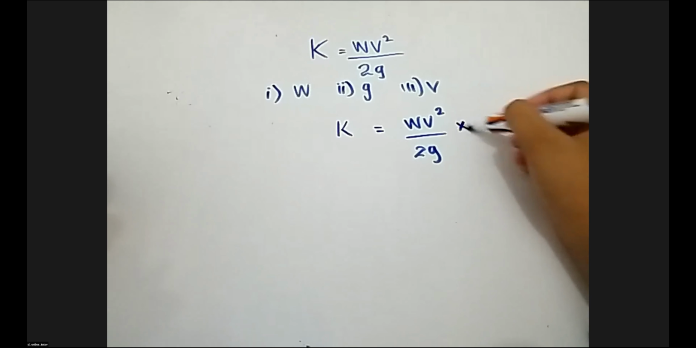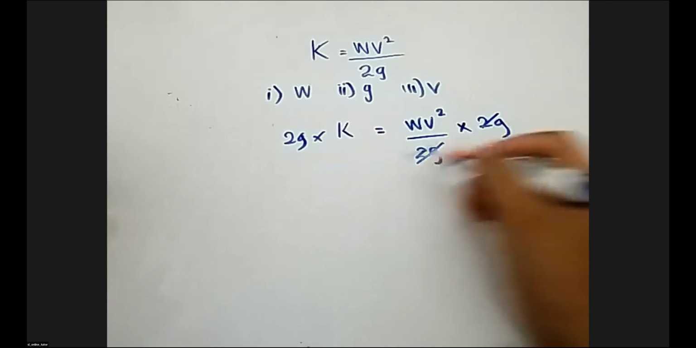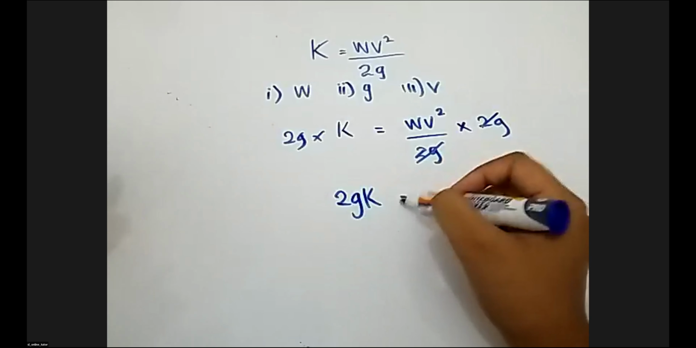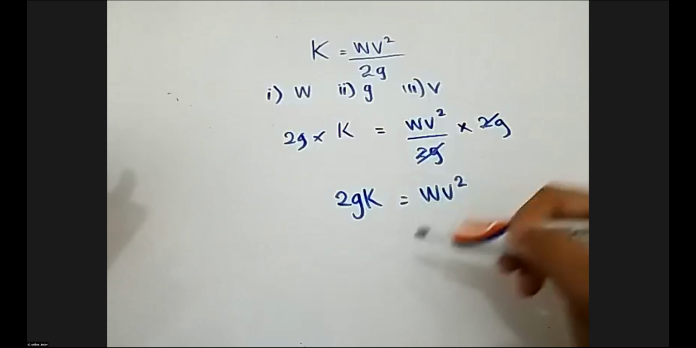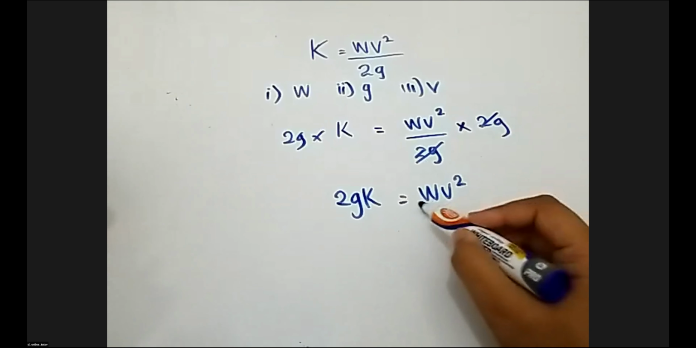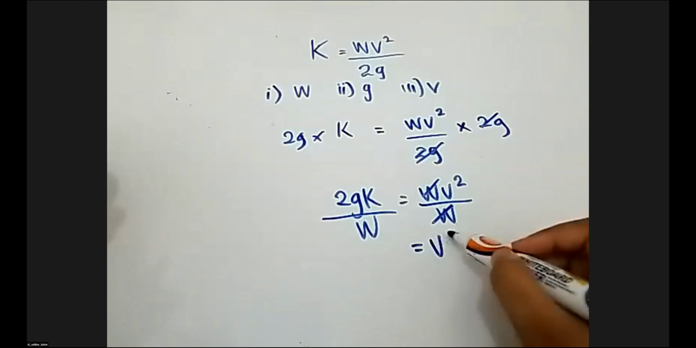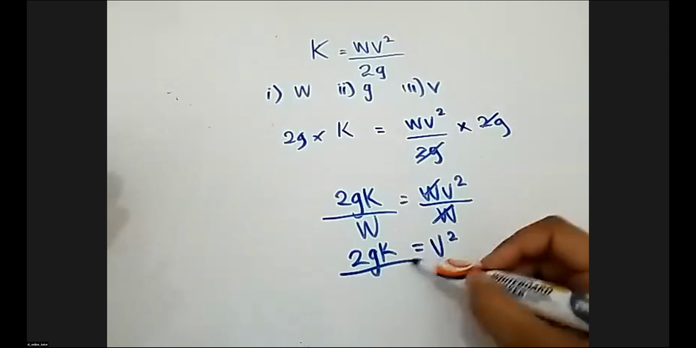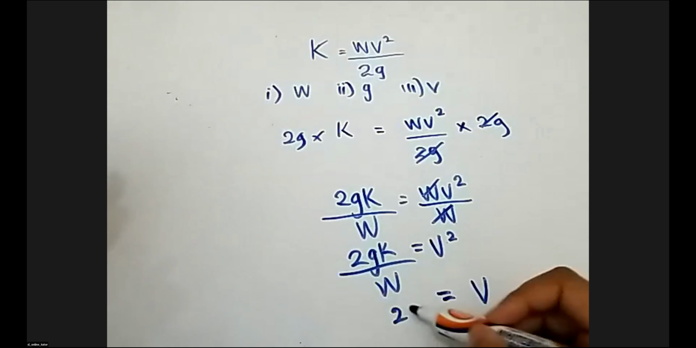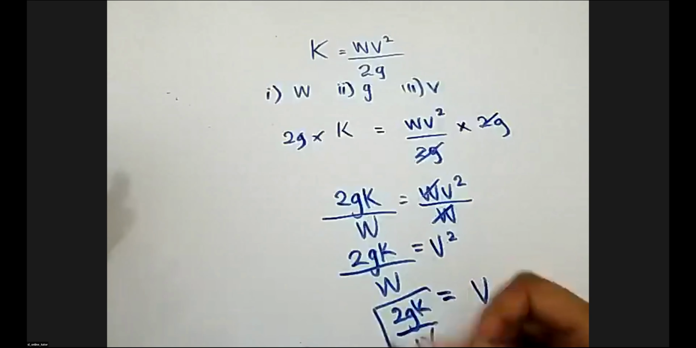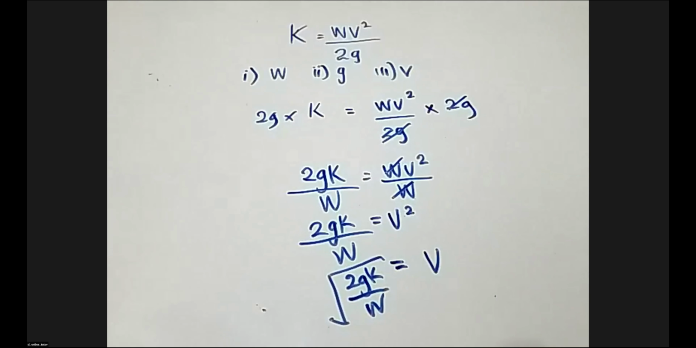Right. First of all, we have to remove 2g from both the sides. Right, like this. Now you are getting 2gk equal wv squared. We need v as the subject. First, you have to make v squared as the subject. So we can remove w first of all by division. Then you get v squared is equal to 2gk over w. Now I told you if you want to remove the power 2, what should we do? You have to take the square root of the other term. This is the final answer.